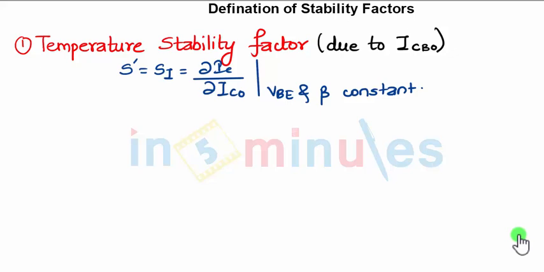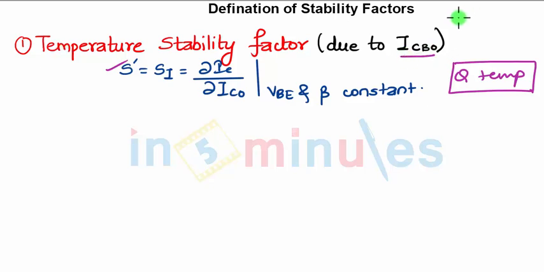In the previous video we have seen the dependency of Q point on the temperature. Now we are going to formulate this into the stability conditions. First, it is the temperature stability factor because of ICBO. We have seen the dependency of IC on VBE, beta and ICBO.